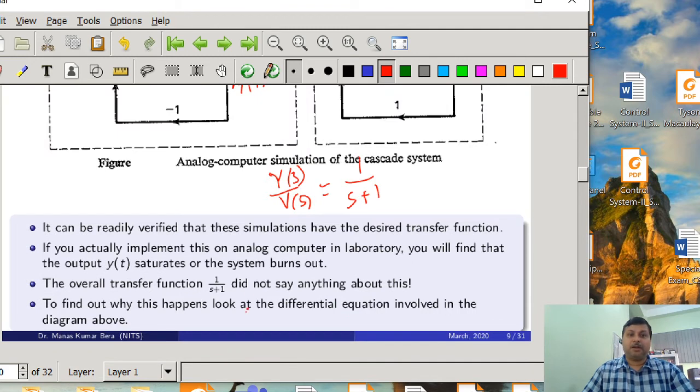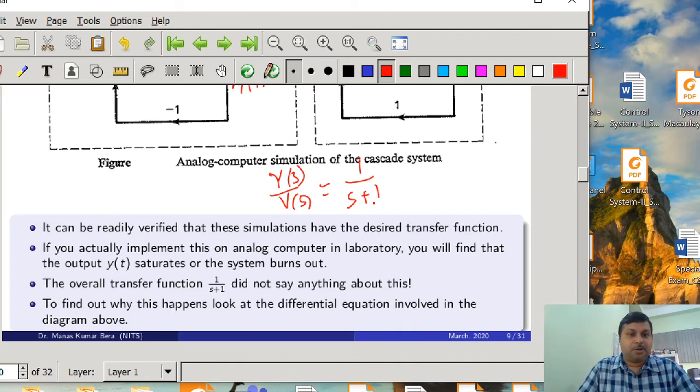The overall transfer function 1 by s plus 1 does not say anything about that; we cannot predict it from the transfer function. From the transfer function we observe that for any bounded input the output will always be bounded. But my claim is that if you actually implement this circuit in the laboratory, the output is going to saturate, meaning that the output for any bounded input is going to increase unboundedly. So that has to be established.